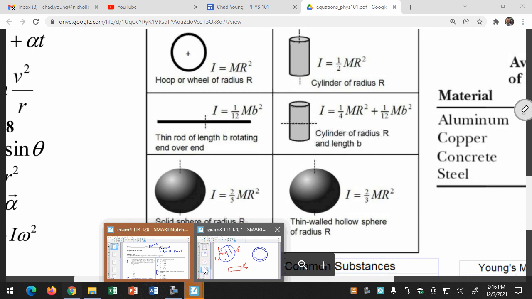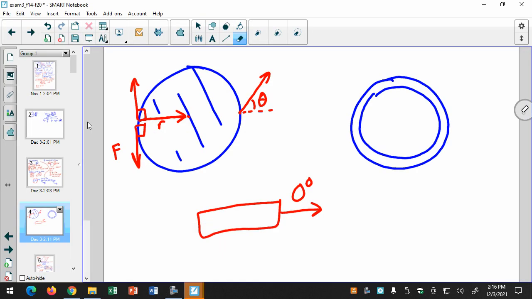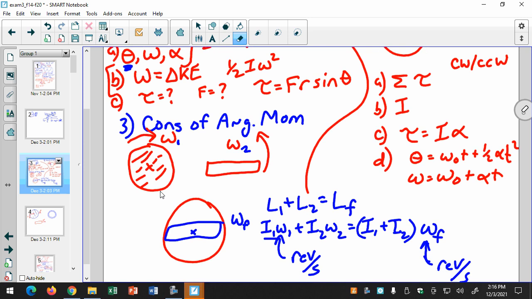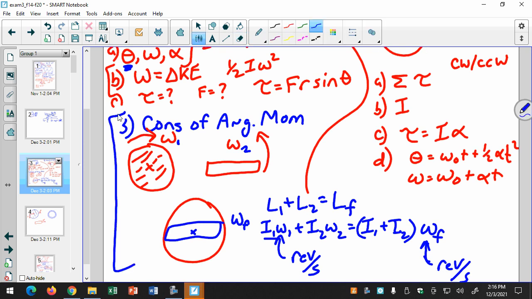And that's important, for example, on free response number 3, because you have two objects that are now spinning at the same rate, and you have to add up their moments of inertia to find the total moment of inertia, because they stick together and then they start spinning at the same rate. Okay?